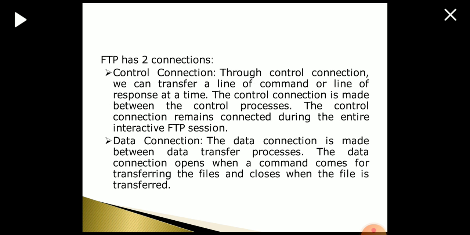over the network. Now we can consider that FTP has two connections, control connection and data connection. Through the control connection, we can transfer a line of command or a line of response at a time. The control connection is made between the control processes. The control connection remains connected during the entire interactive FTP session, while the data connection is made between data transfer processes. The data connection opens when a command comes for transferring a file and closes when the file is transferred.